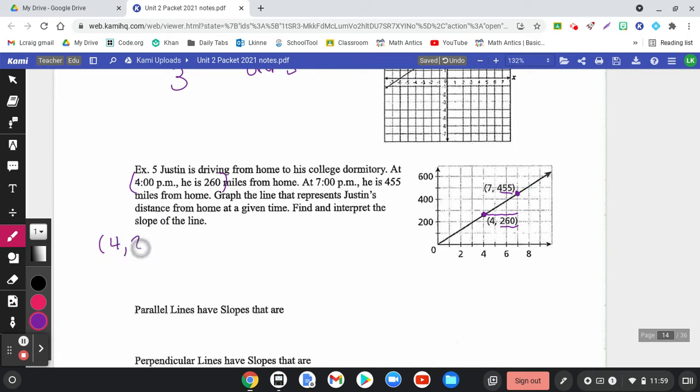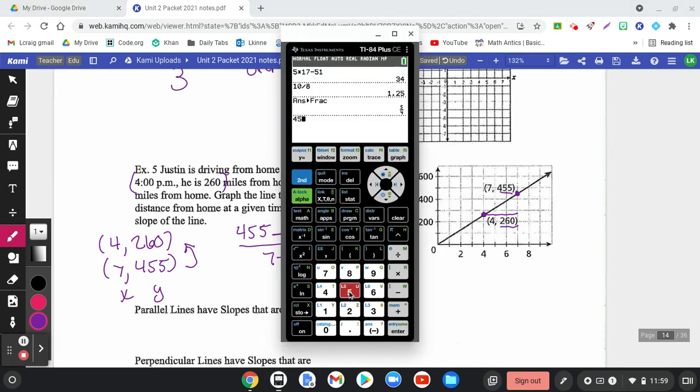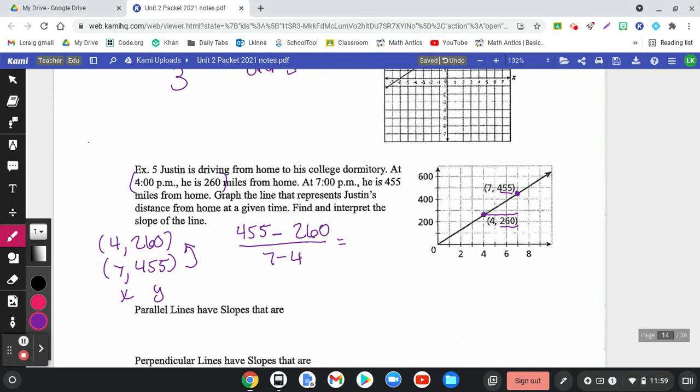At 4 o'clock, he's 260 miles. At 7 o'clock, he's 455 miles. Here's your x's and your y's. Remember, change in y. So if you want, you can go this way to deal with all positives. So 455 minus 260 to find how far he'd traveled. And since I did 455 minus 260, I have to do 7 minus 4. All right, go to the calculator. 455 minus 260, 195. In a total of 3 hours.